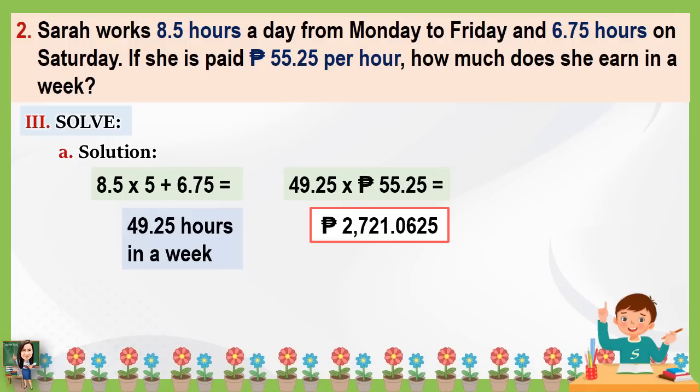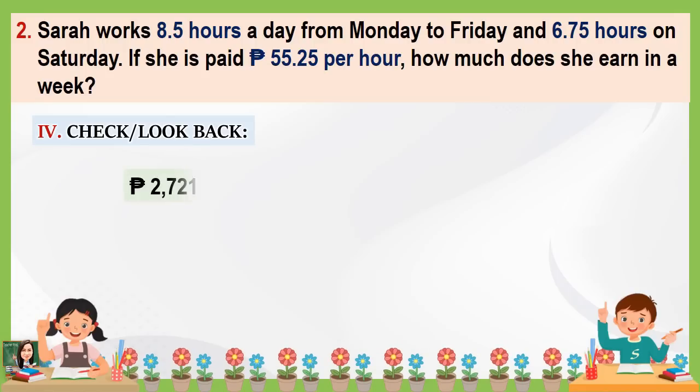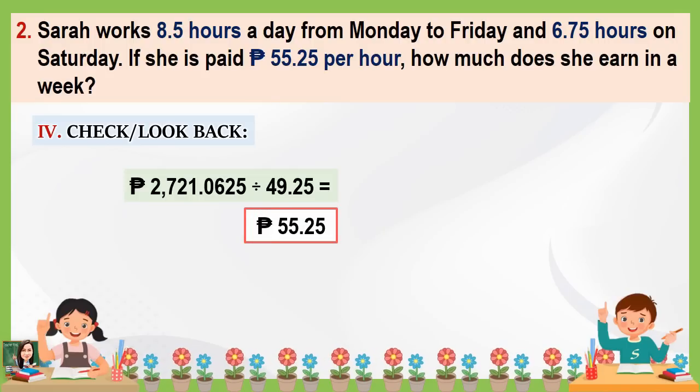Round this up to the nearest hundredths. Now write the answer. Sarah earns 2,721 pesos and 6 centavos in a week. Now, check and look back. 2,721 pesos and 6 centavos divided by 49 and 25 hundredths equals 55 pesos and 25 centavos.